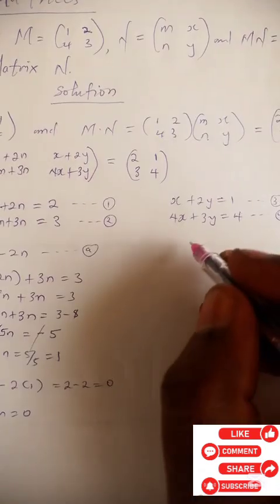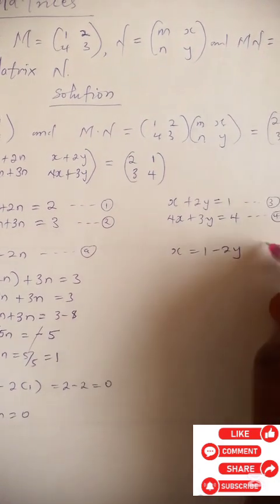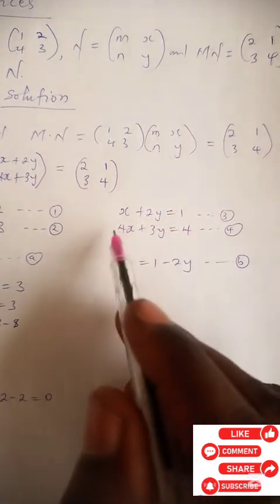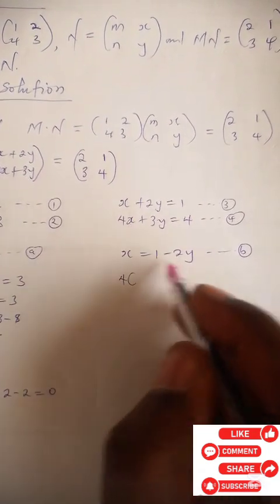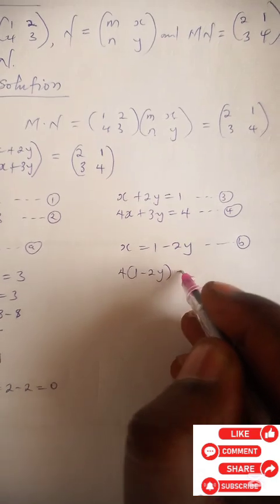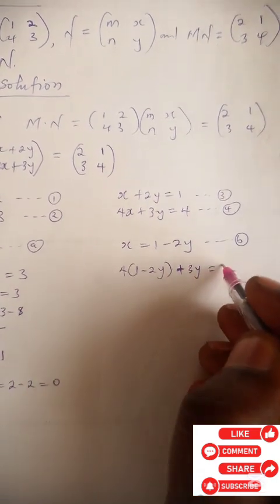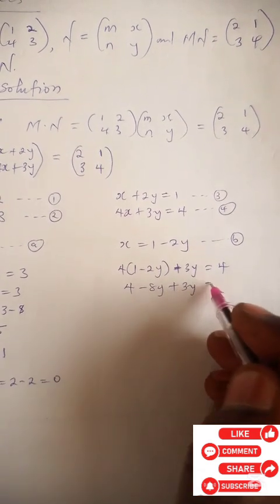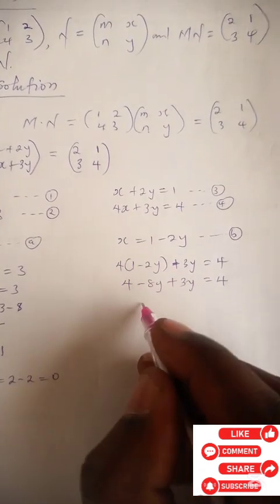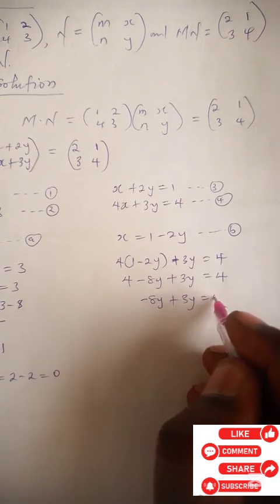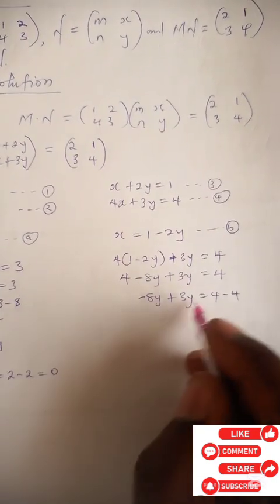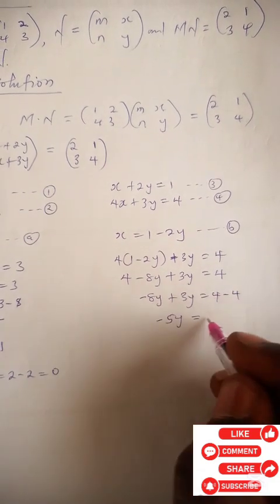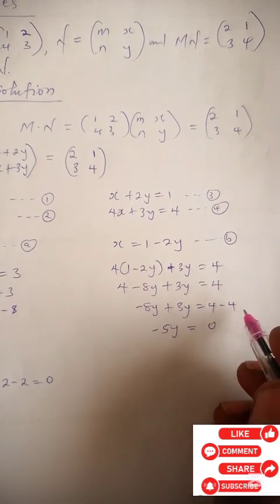We can also follow the same step. We can say x is equal to 1 minus 2y. We can call this equation b, right? So if we substitute equation b into equation 4, we'll be having 4 into x, which is already 1 minus this 2y, then plus 3y is equal to 4. Expanding this bracket, we're going to have 4 minus 8y plus 3y is equal to 4. So if we collect like terms, we have minus 8y plus 3y will be equal to 4 minus 4. So this value, minus 8y plus 3y, will give you minus 5y, and it's equal to 0 because 4 minus 4 is 0.